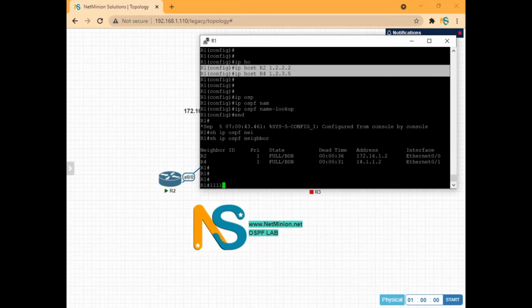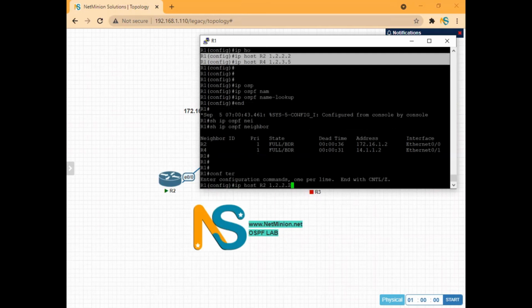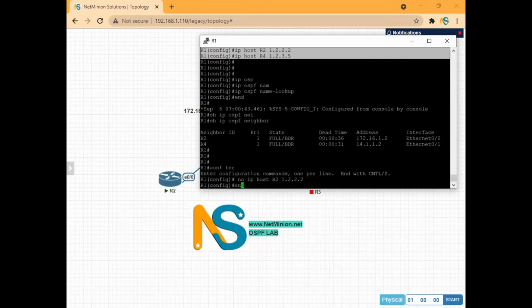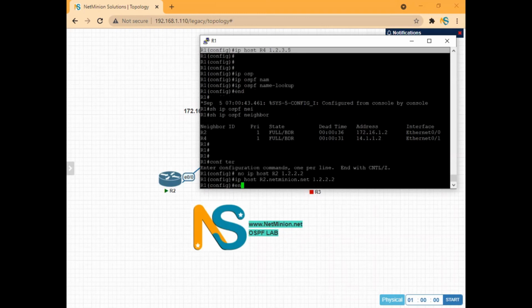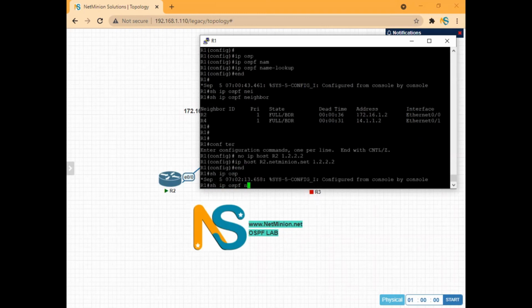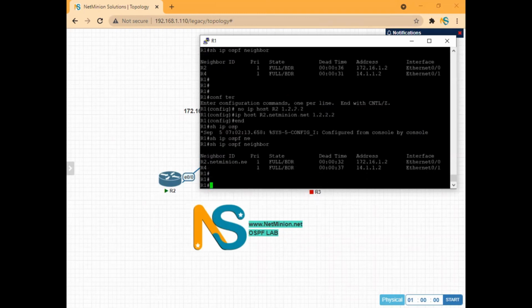Maybe if you give another name, let me show you. If you go to the configure terminal, where was your IP host? Let me just remove it. And instead of this, if I give any name, netminion.net maybe, I'm just changing the name. So you can see show IP OSPF neighbor. This will change the name, whatever name you are giving. So that is how it will work for you. And you can put the fully qualified domain name. Again, not good for your prod environment. But yes, for the lab perspective, we should be aware that these things happen. These things are quite possible.